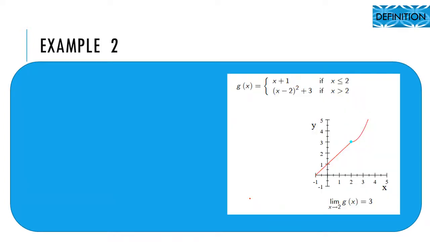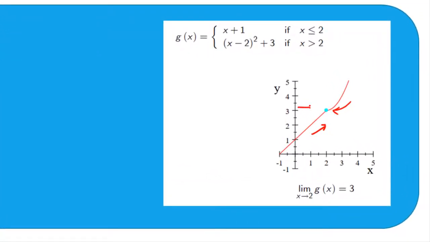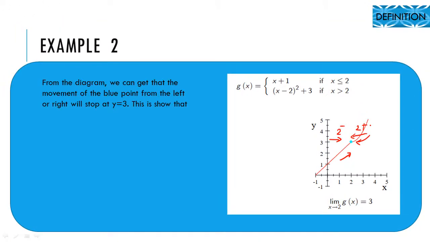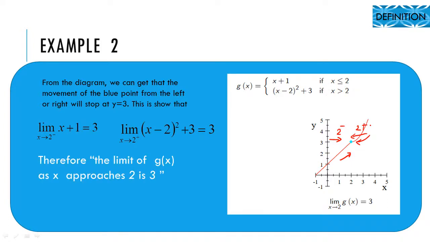Let us move to the second type of function, which is piecewise functions. This means that the function is divided into more than one interval. In this situation, 2 is the boundary number. For the left side and right side, when x approaches 2, we found that it also stops at y equal to 3. So we can say that the limit of the function g(x) when x approaches 2 is 3.